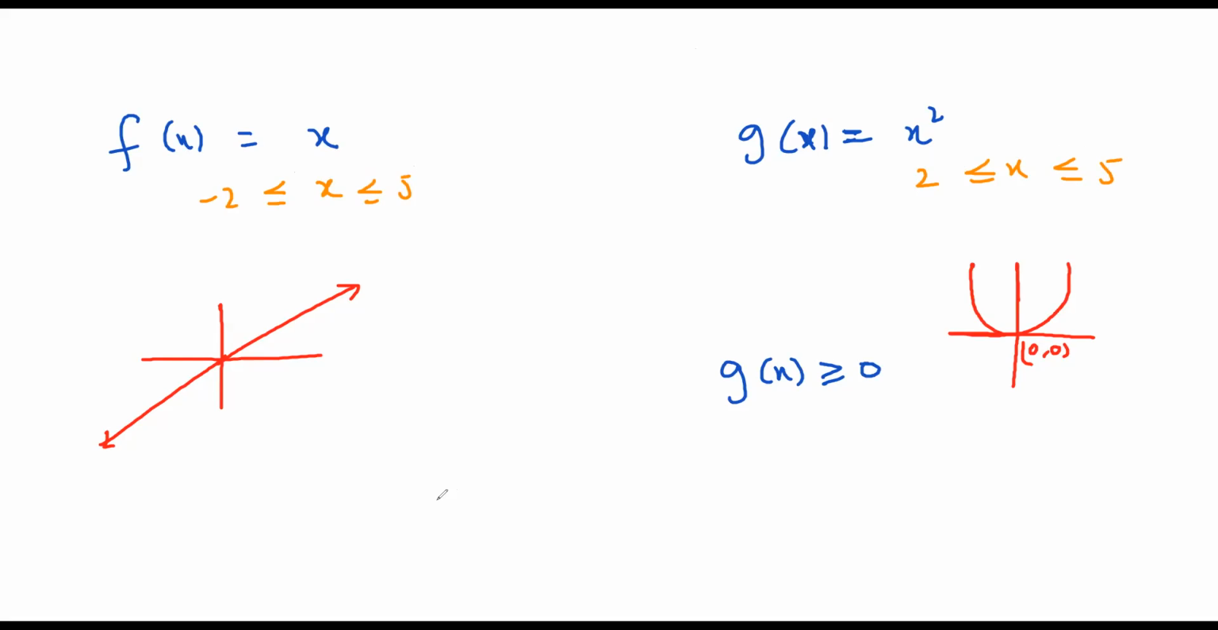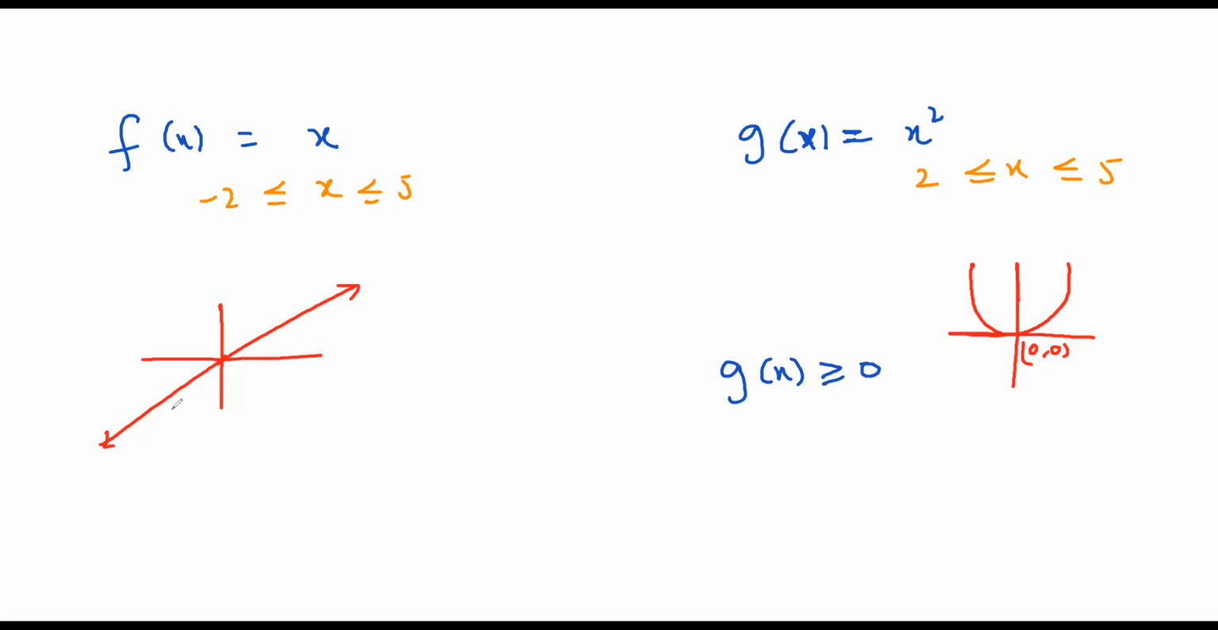What is the range now? f of x is between -2 and 5. Why do you say that? Because the maximum and minimum will be 5 and -2. Please don't say maximum and minimum.